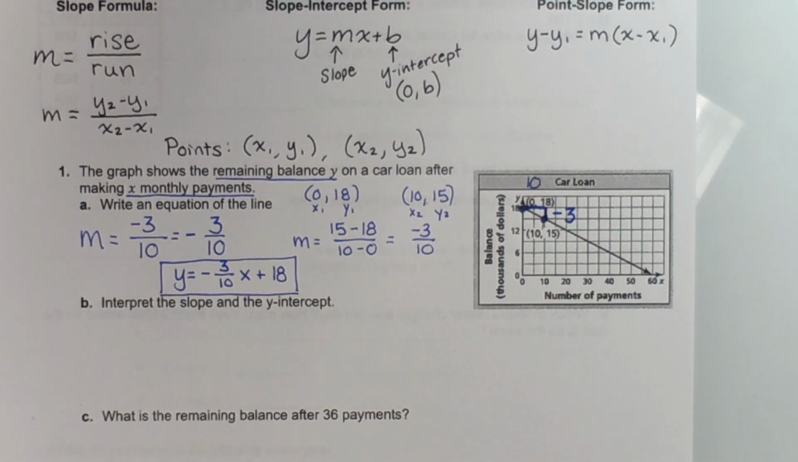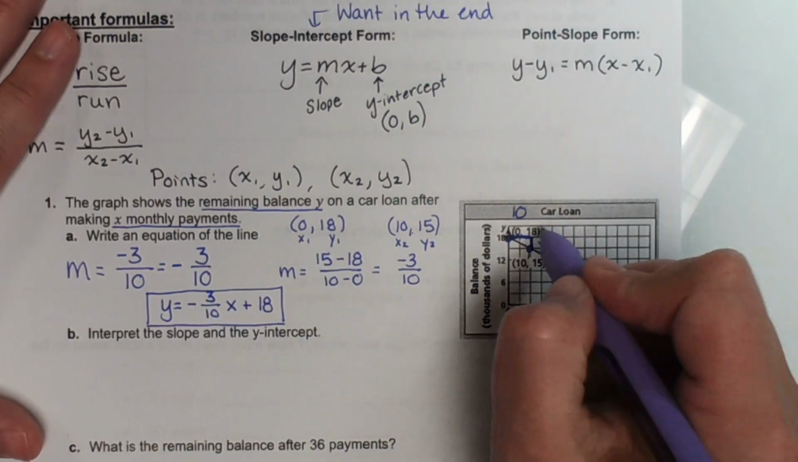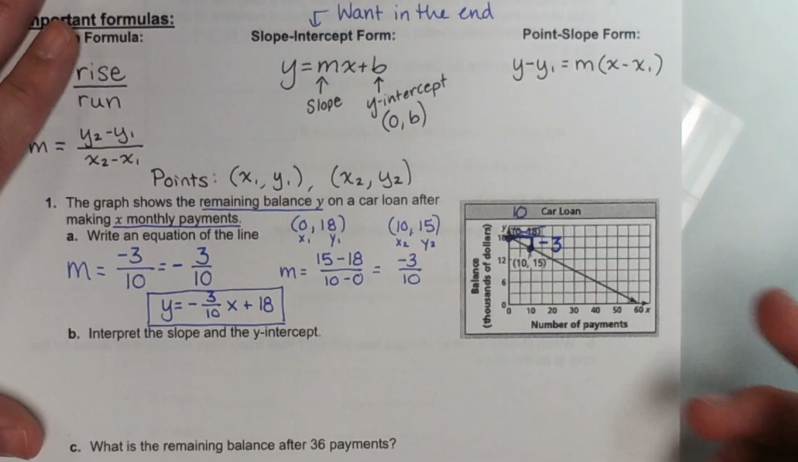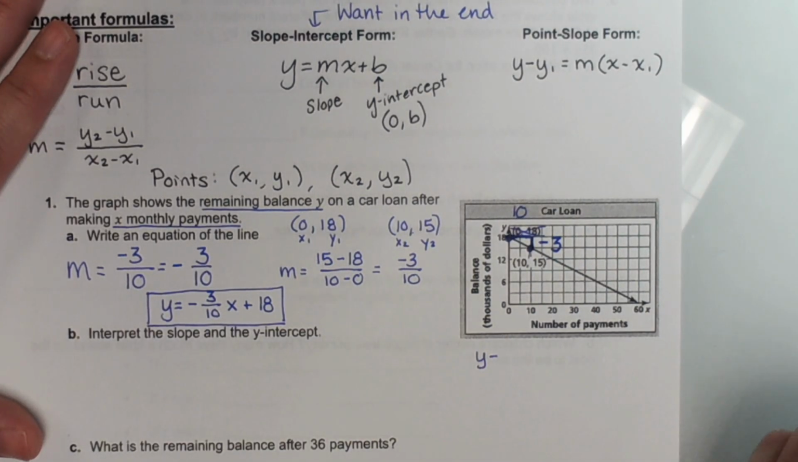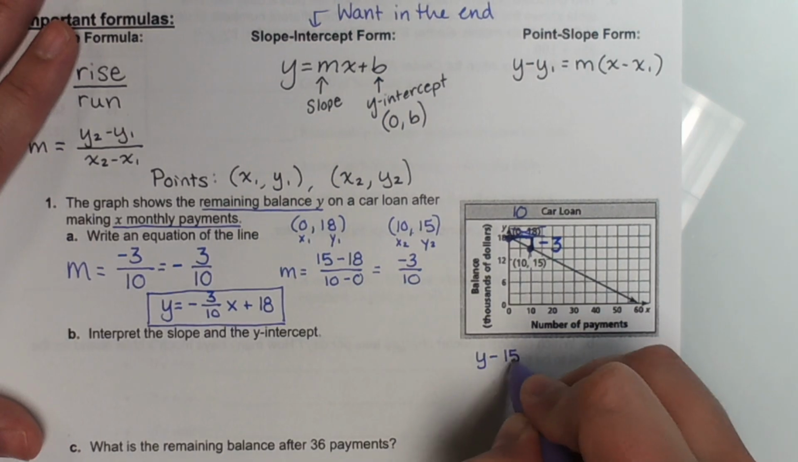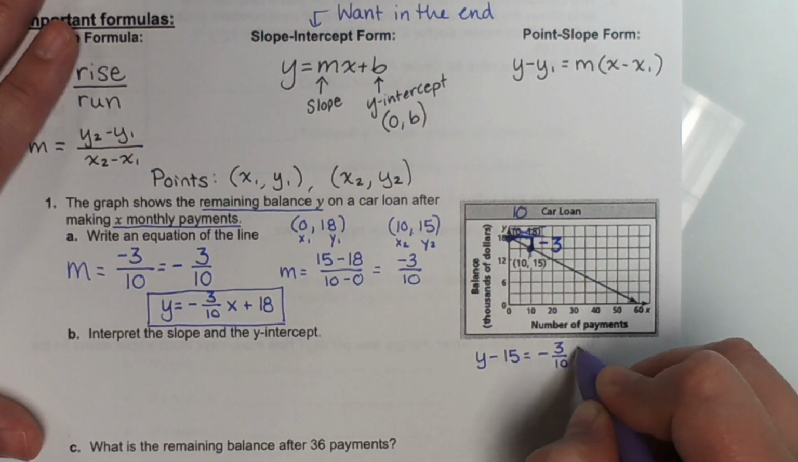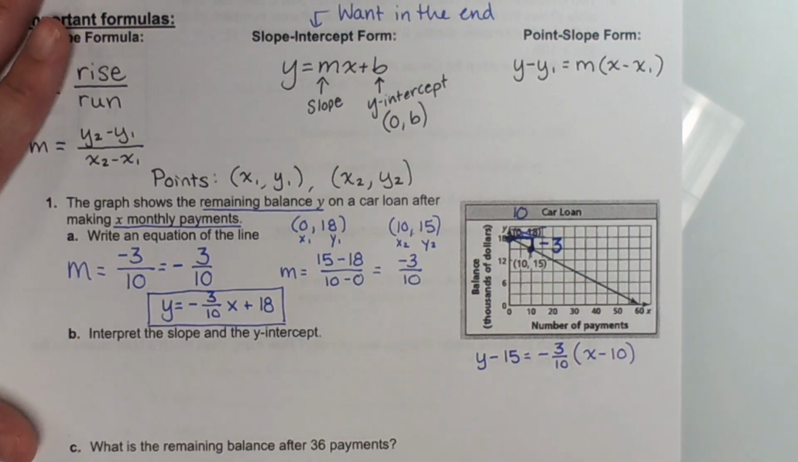If you didn't have the y-intercept, that's where point slope comes into play. When it's point slope, let's say I didn't know this (0, 18), I only knew the (10, 15) and maybe a different point. The way point slope form works is I would have done y minus the y value of the point I know equals m, parentheses, x minus the x value I know for that same coordinate point.